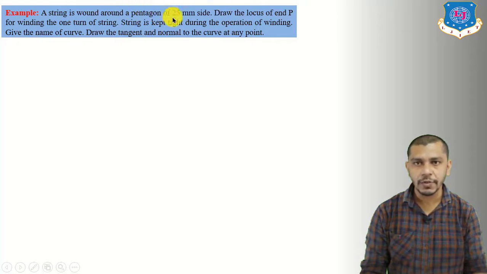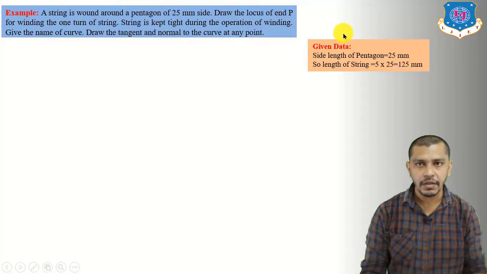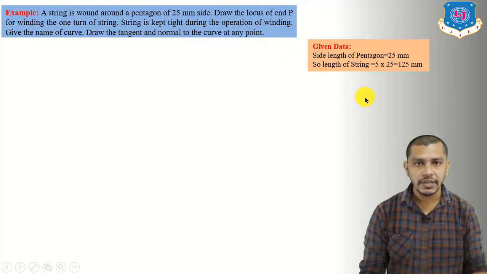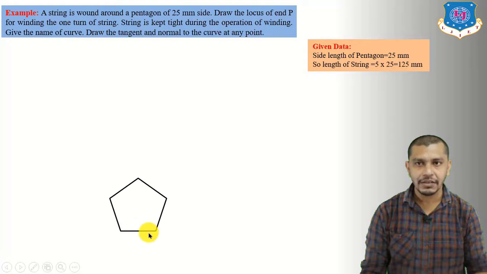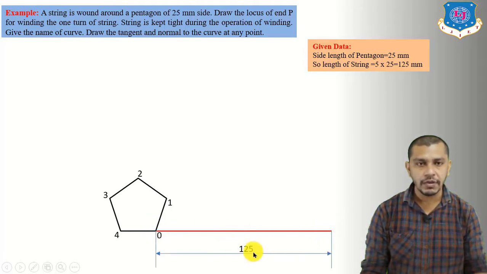Here the side length of the pentagon is given, it is 25 mm. So the length of the string will be 5 into 25, equal to 125 mm. First of all, draw a pentagon having side length 25 mm. Give the numbering starting from 0 over here: 0, 1, 2, 3, 4. Now at 0, attach the string having length equal to 125 mm. This will be our P0.